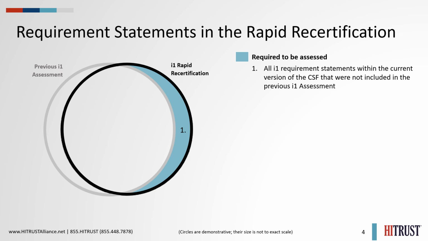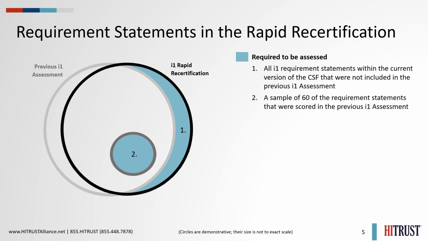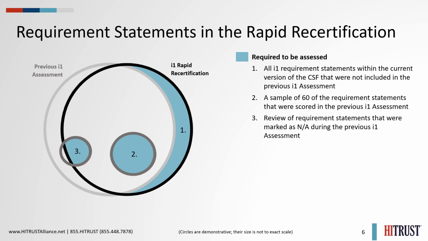The first set of requirement statements that must be assessed in the I-1 Rapid Recertification Assessment includes those that were added to the I-1 requirement selection since the previous I-1 assessment was performed. The second set of requirement statements that must be assessed in the I-1 Rapid Recertification is a sample of 60 requirement statements that were scored in the previous I-1 assessment. The third set of requirement statements are those that were marked as not applicable during the previous I-1 assessment.